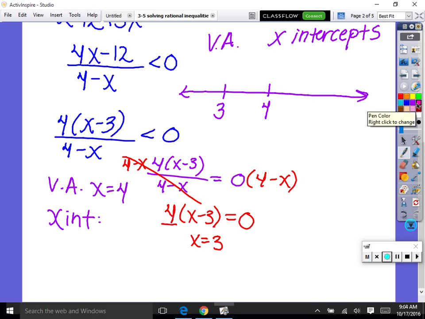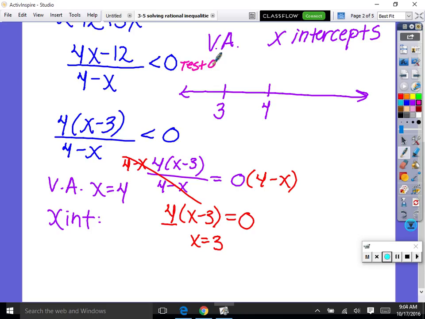Just not intercepts, but intervals, because we're testing down here, in the middle, and up here. Does that make sense? Okay, so let's test a value less than 3. How about 0, because that's the easiest? Everybody good with that? So I'm going to write that. Let's test 0 and see if our function's less than 0.